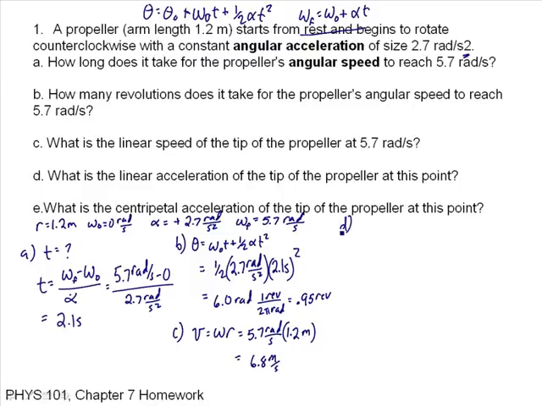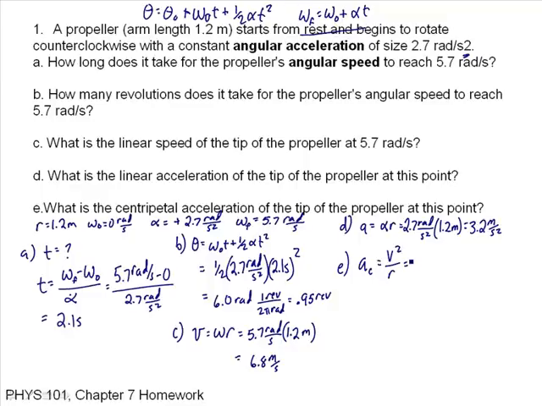Now, in part D, what is the linear acceleration of the tip of the propeller at this point? The linear acceleration, in a similar way as the linear velocity, is just the angular acceleration times the radius. The angular acceleration is 2.7 radians per second squared times 1.2 meters, and so that's equal to 3.2 meters per second squared. And then finally, in part E, what is the centripetal acceleration? I'll call this AC, or you might call it AR. The centripetal acceleration is equal to v squared over r.